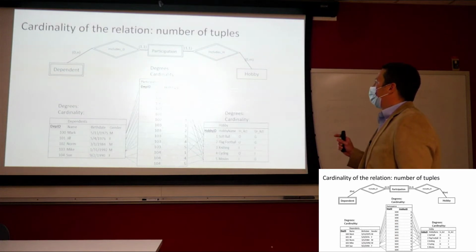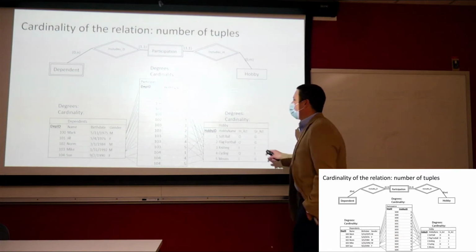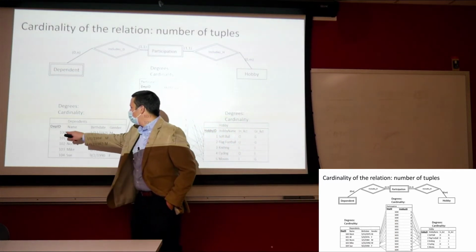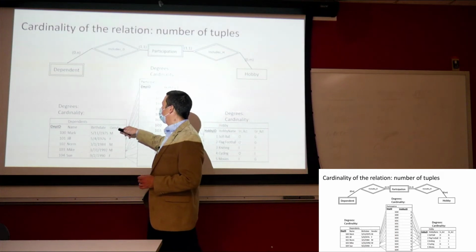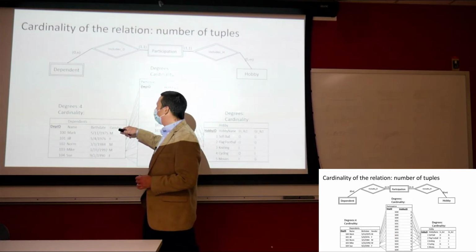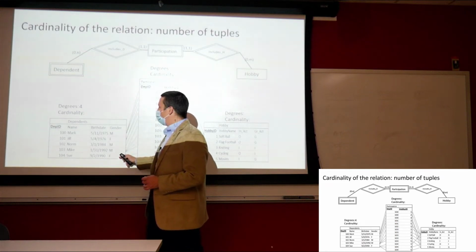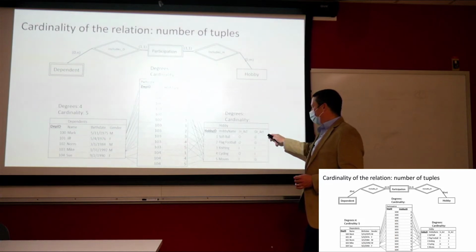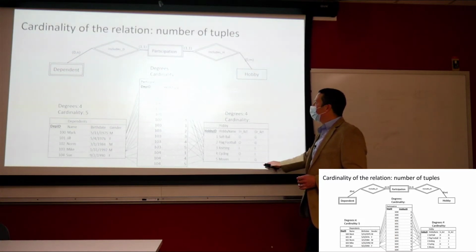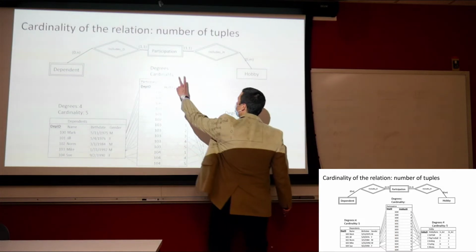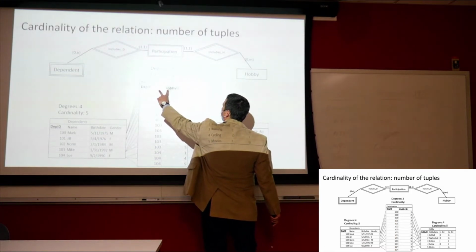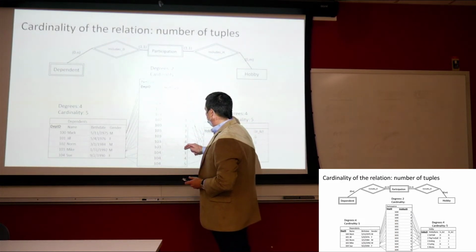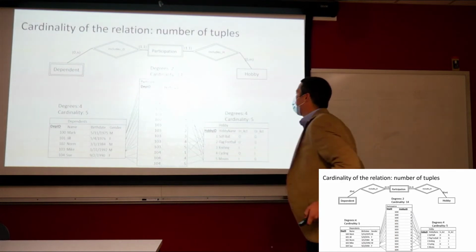So now, back to our many-to-many relationship between dependents and hobbies. We have this dependent relation that has these 1, 2, 3, 4 attributes. So we would say the degree of this is 4, and the cardinality is 5, okay? For hobbies, we have a degree, again, of 4 and a cardinality of 5, okay? And then participation, our gerund, we said the degree is 2, and then the cardinality is 1, 2, 3, 4, 5, 6, 7, 8, 9, 10, 11, 12, 13, 14. So we have a cardinality of 14 here.